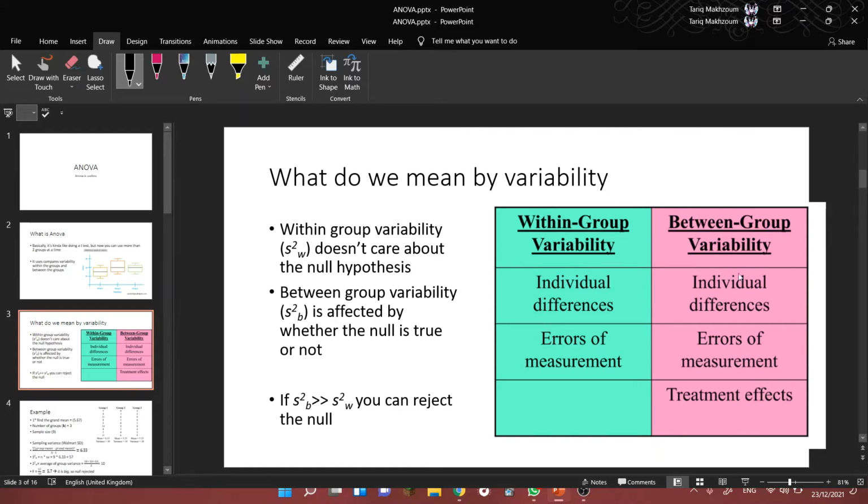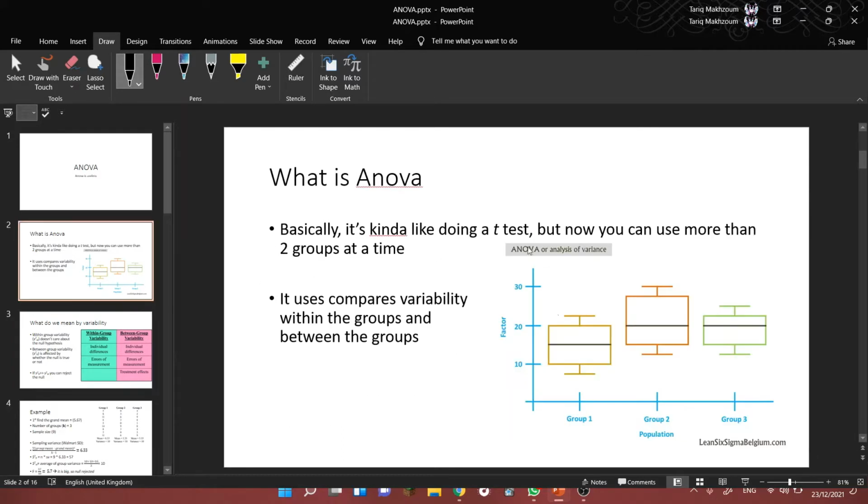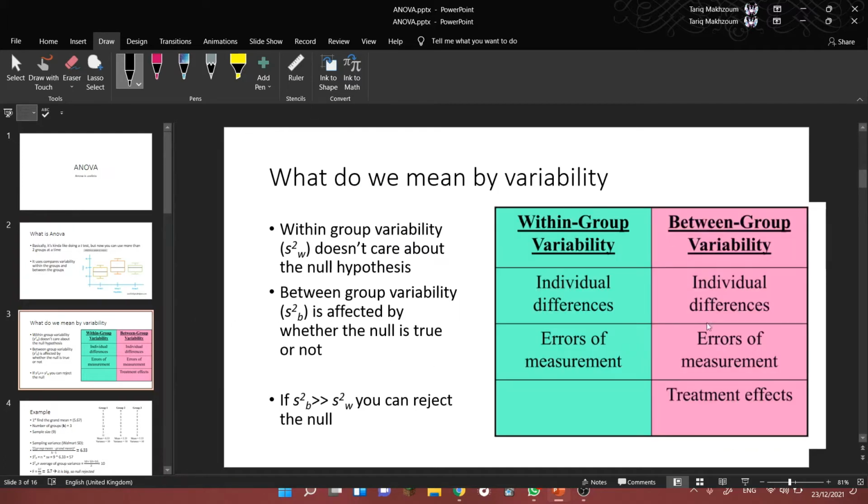Now, between group variability, you'll also have individual differences. So the patients inside this group are different from the patients inside this group, and that difference isn't just because of the drug. And we also have errors of measurement between the groups. So it's the exact same thing as over here. But with between group variability, we also have the effects of the treatment.